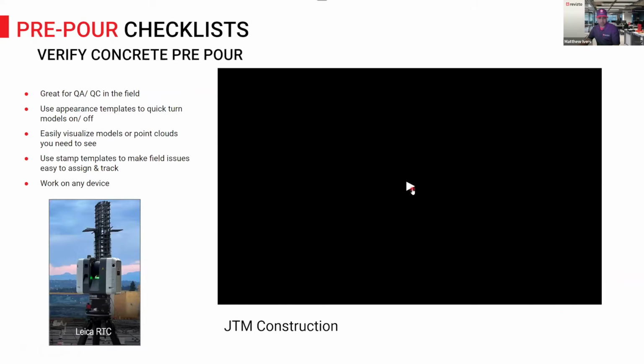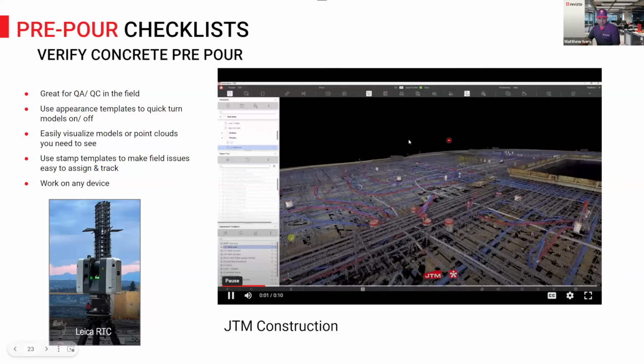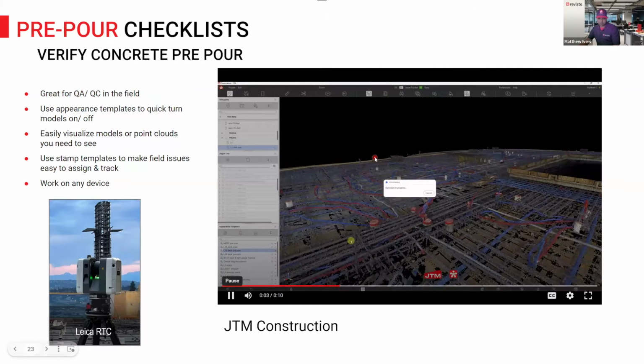Okay, and then finally, this is GTM using a terrestrial scan for a deck pour. So I'll go ahead and kind of play what that might look like. So here you can see the scan in Revizto. It's a pre-pour deck scan.